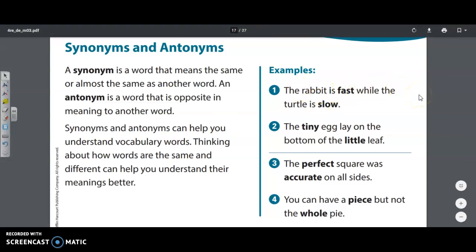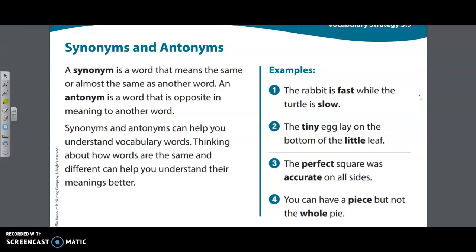Number one, the rabbit is fast while the turtle is slow. So we're looking at fast and we're looking at slow. Fast and slow. Those two words, well, I know fast and slow are not the same thing. So those words are antonyms. Number two, the tiny egg lay on the bottom of the little leaf. So tiny and little. Both of those things, I'm picturing it in my head, both of those things are small. So I think those words are synonyms.